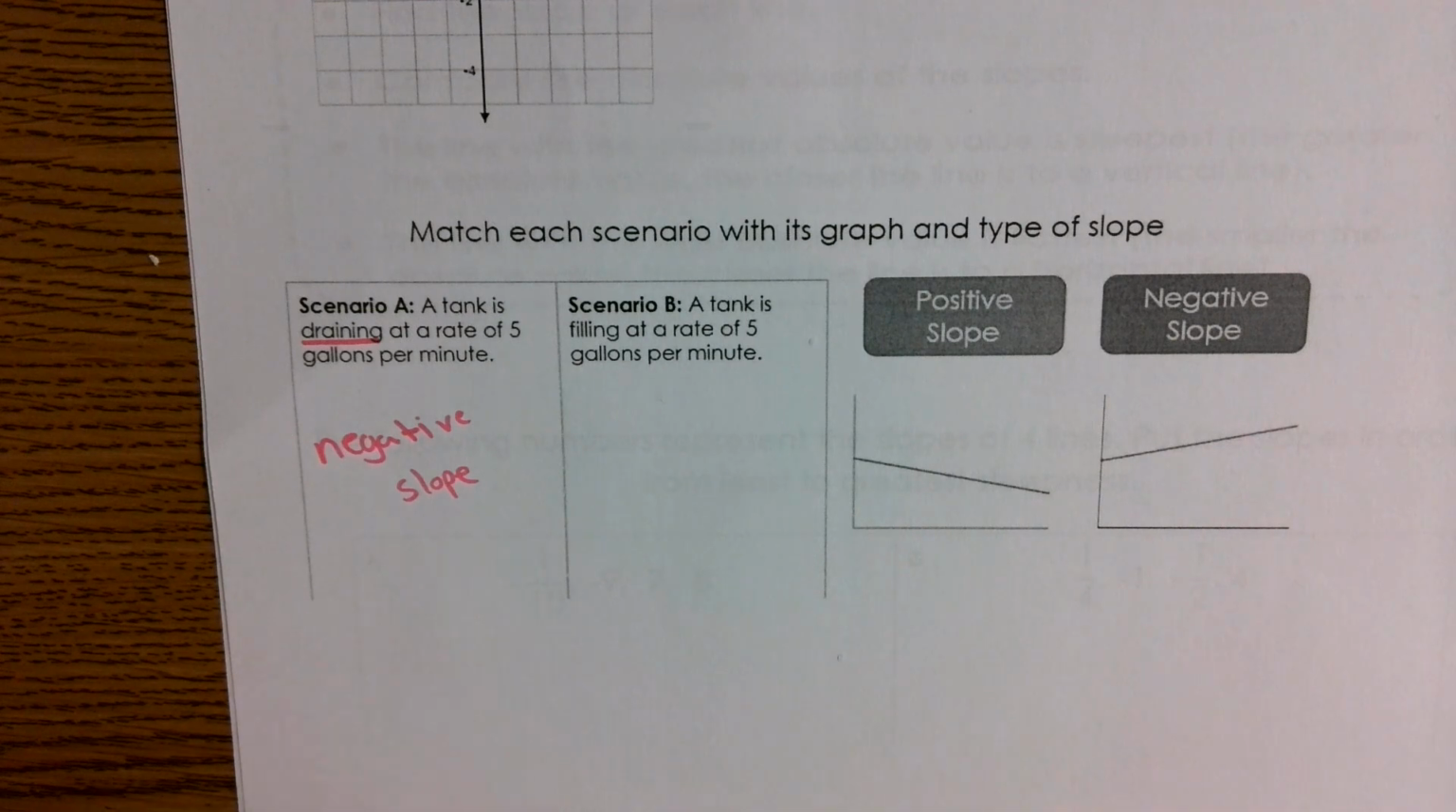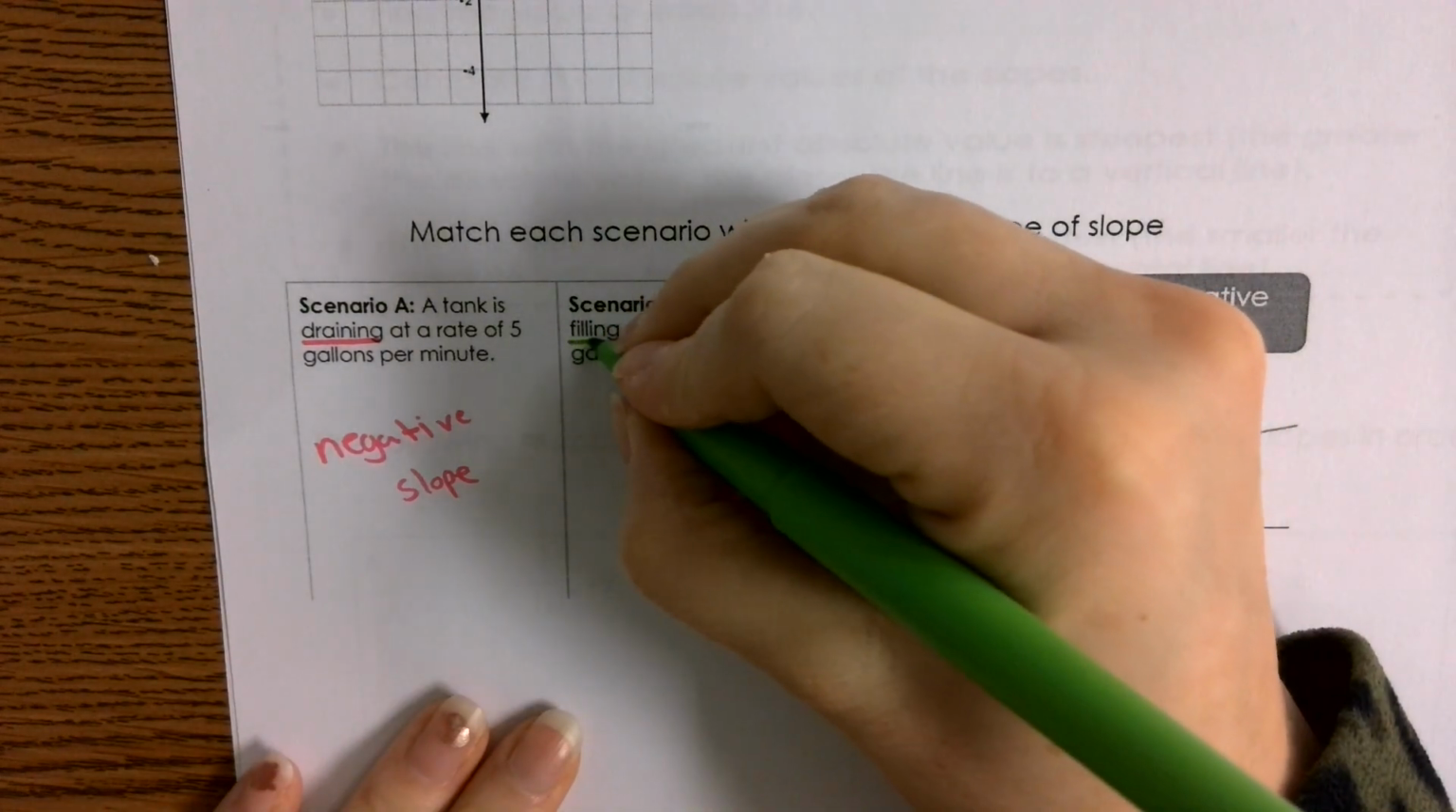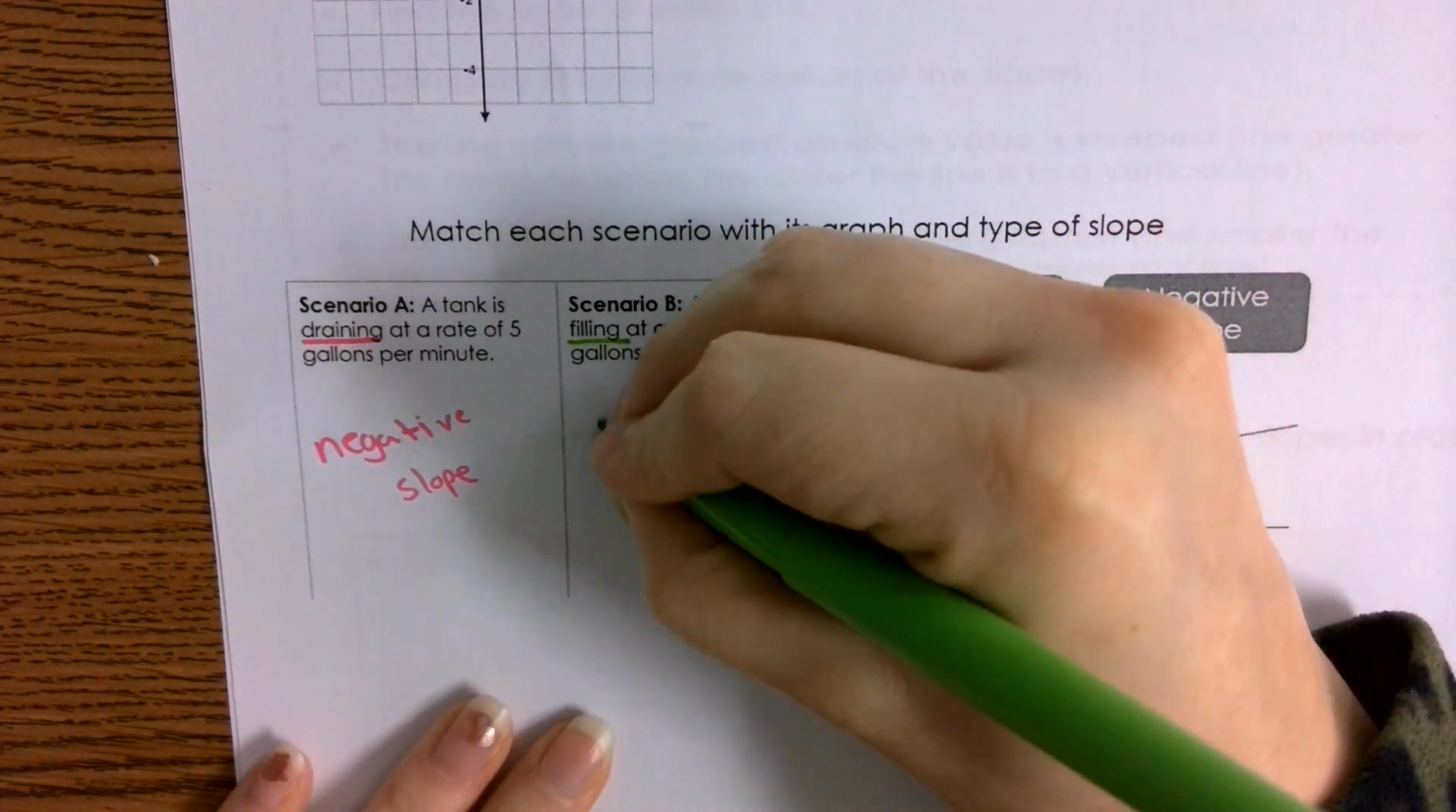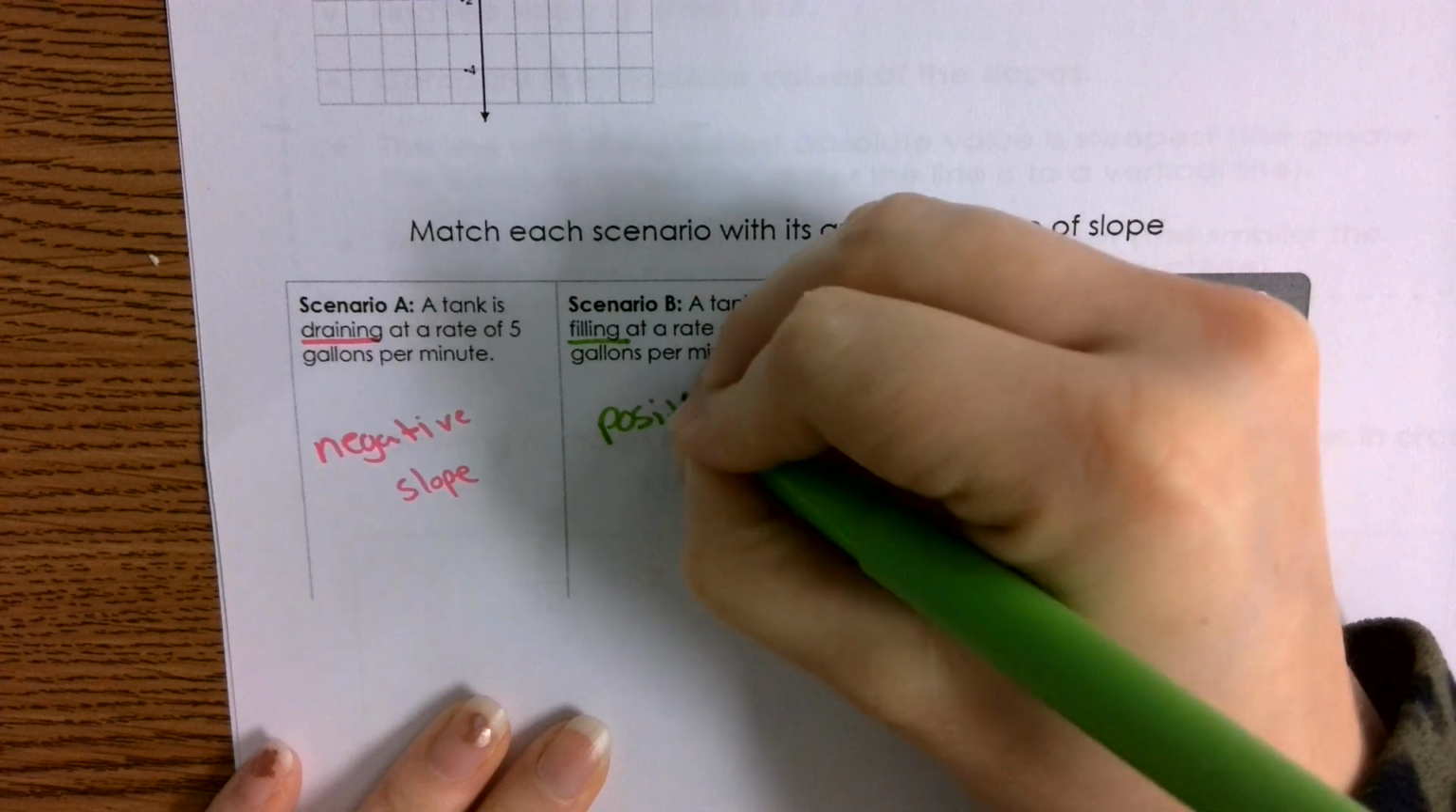Okay, and then a tank is filling at a rate of 5 gallons per minute. That would have the opposite effect. The word filling, that would represent that it's going in a positive direction.